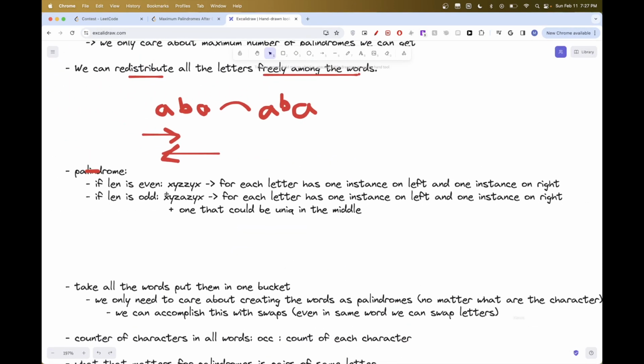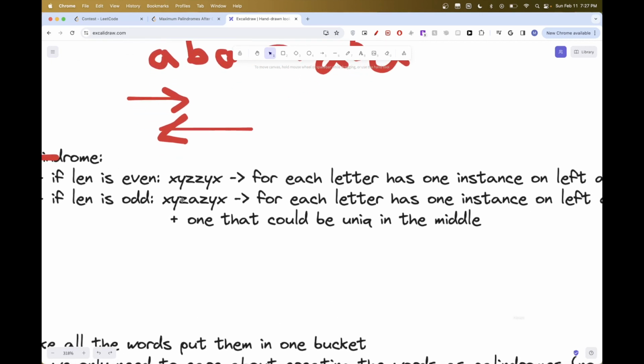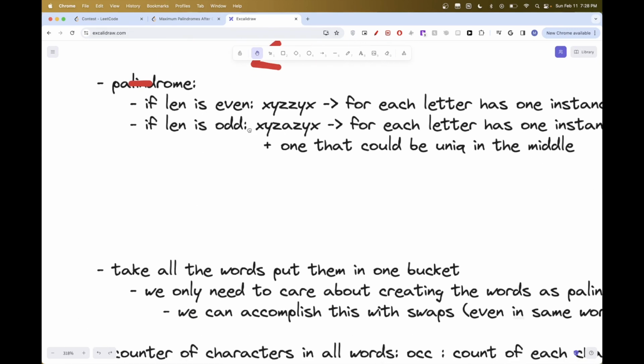Now, if the length is odd, the same still applies, but you need to have something in the middle. That can be any character. It can even be one of the other characters that exist. It doesn't matter. What matters is that except for one, everything else needs to be twice. Every other character needs to be twice. Okay, so that's that idea.